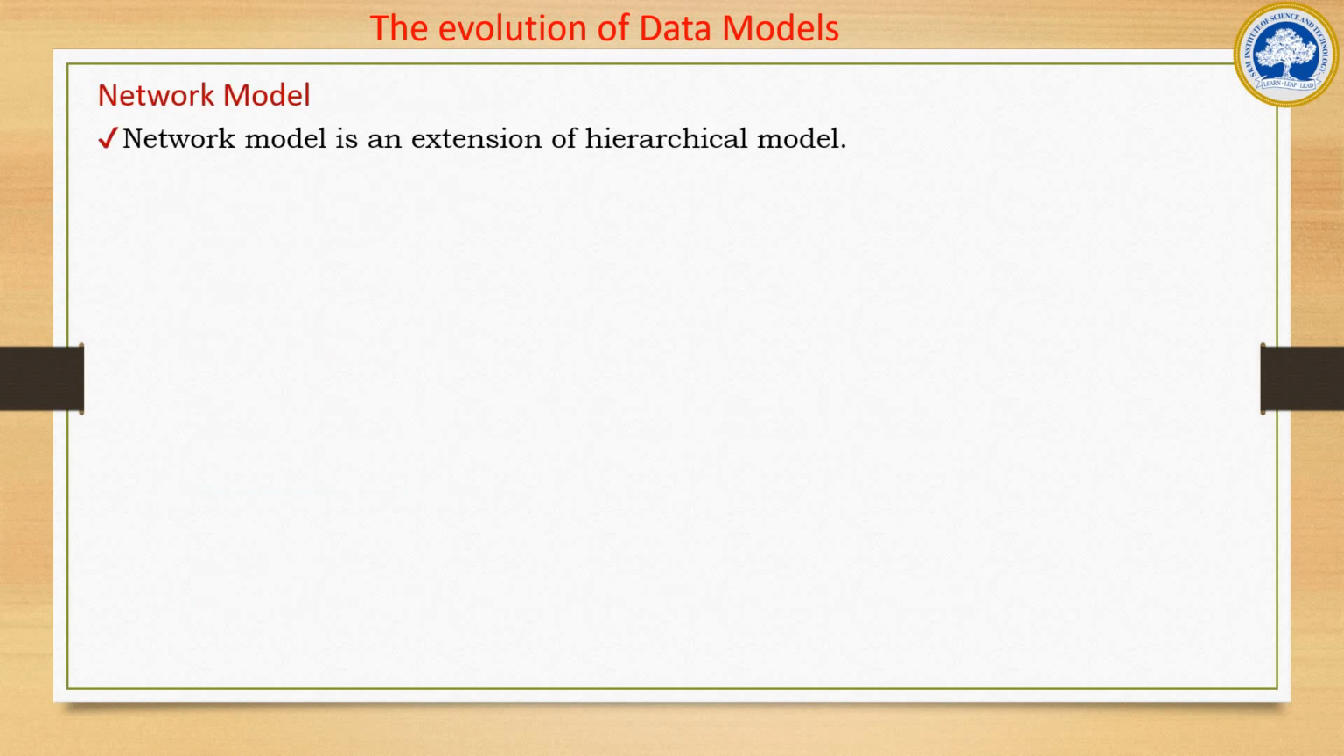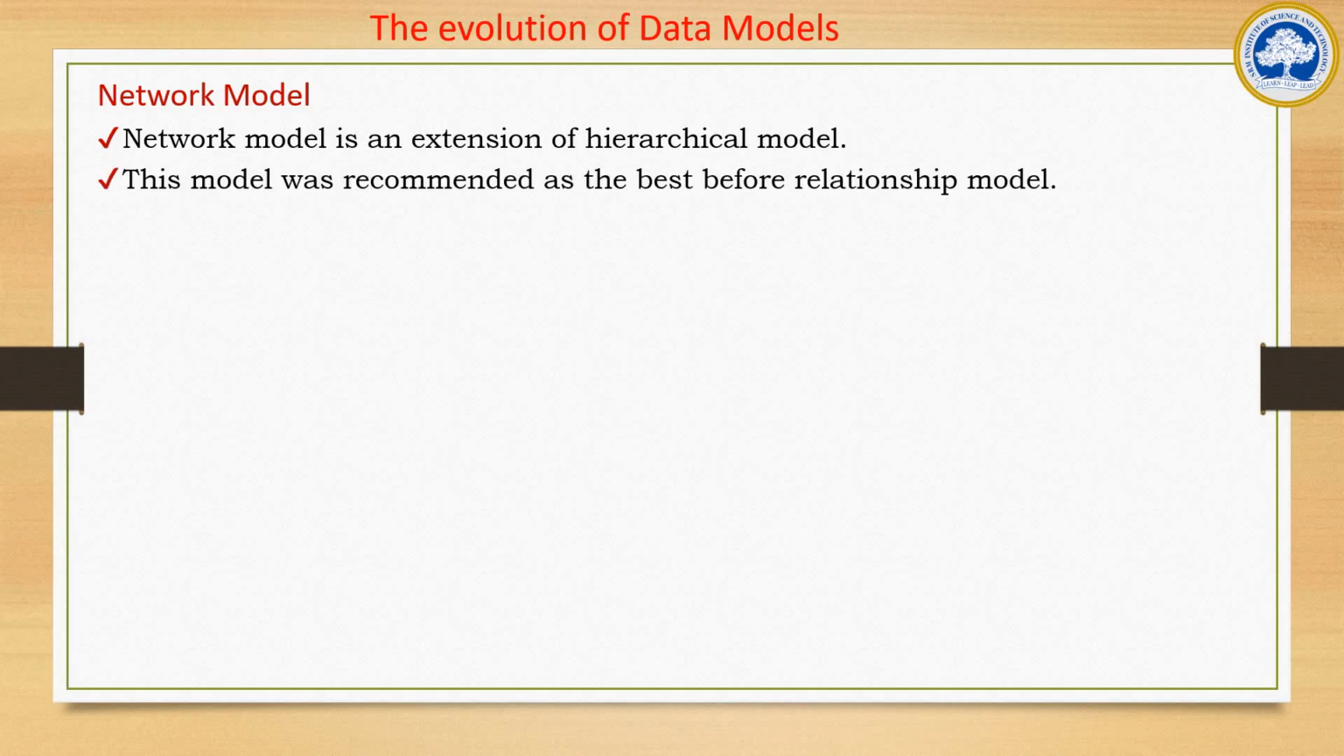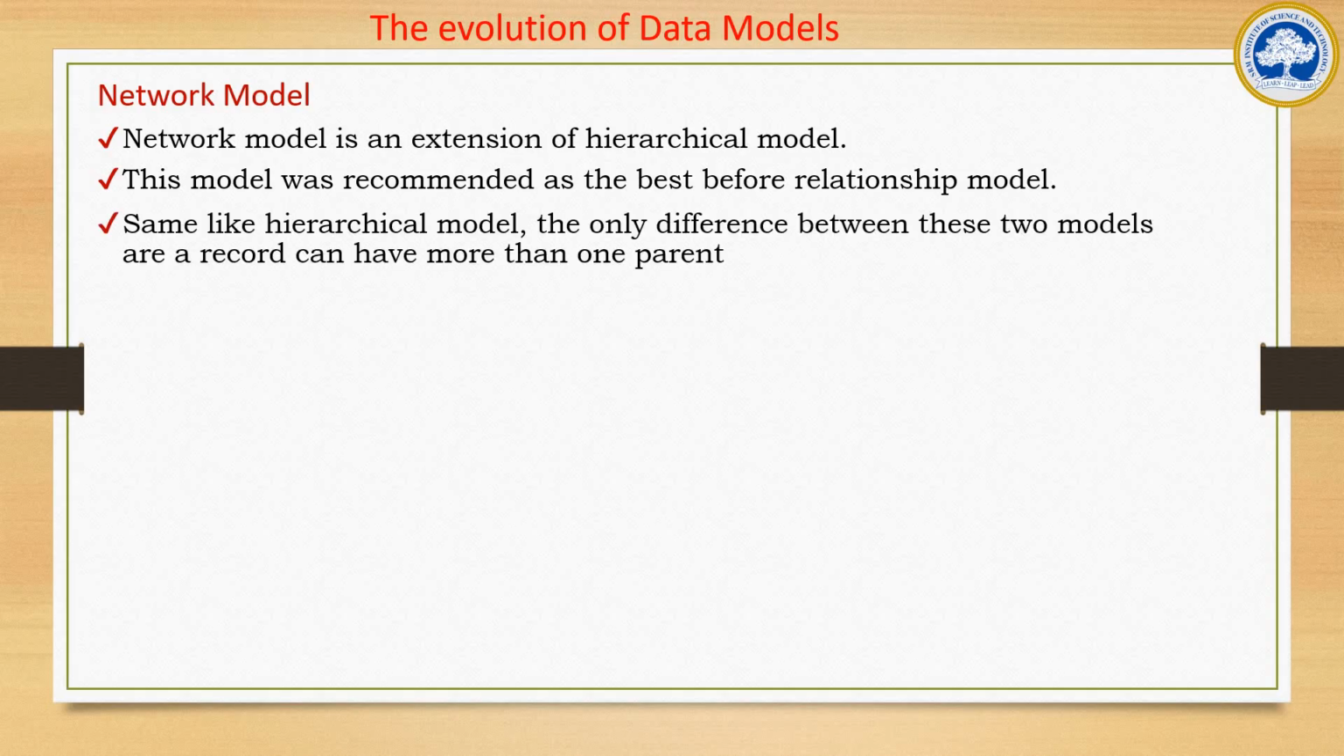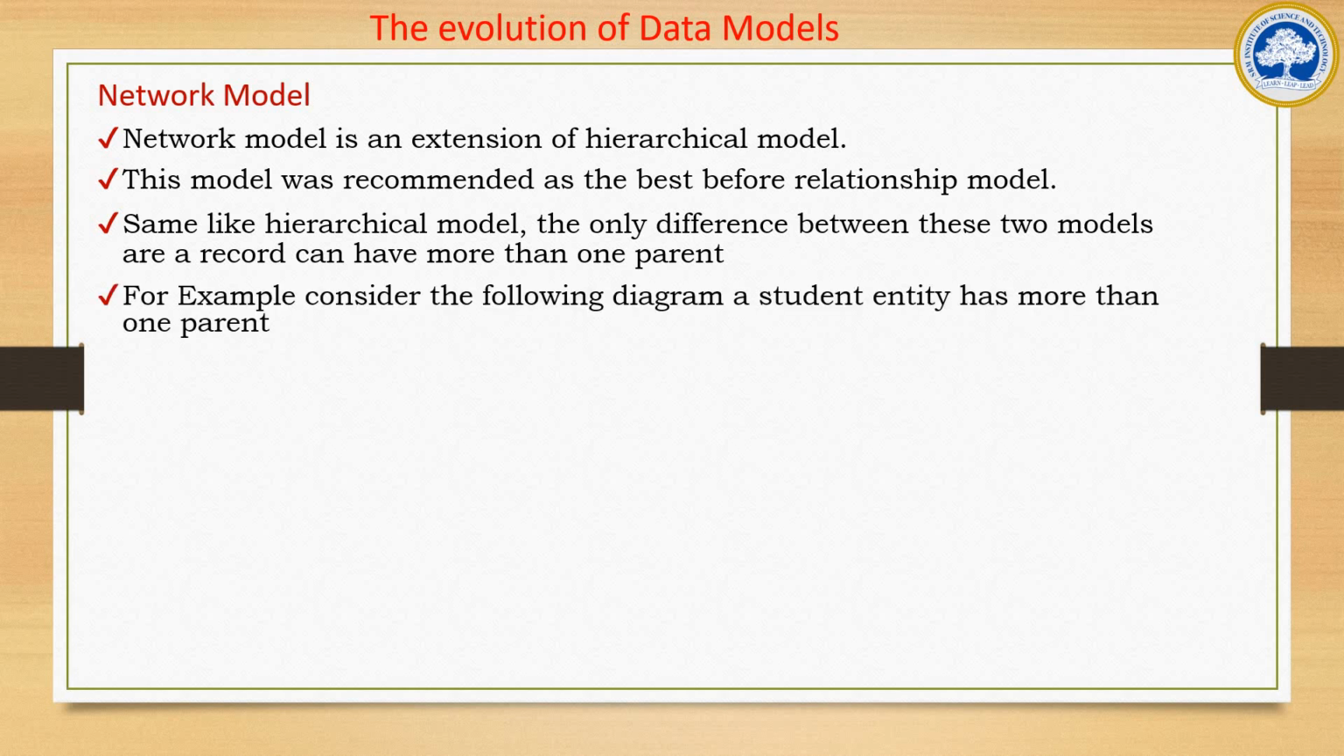The next level, the network model, is a little bit of an extension of the hierarchical model. This model was recommended before the relational model. In the hierarchical model, there is only the parent and child relationship. Here the difference between these two models is that a record can have more than one parent. In the earlier hierarchical model, a child has only one parent. Here the child has more than one parent.